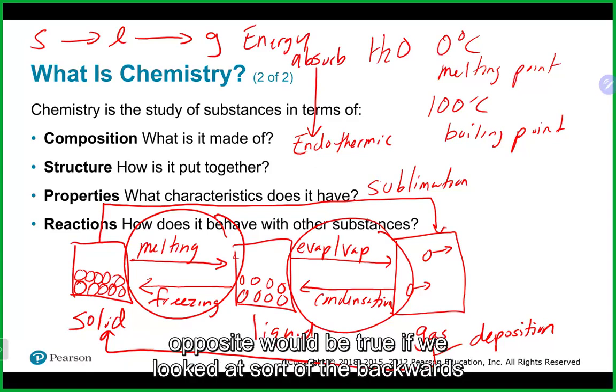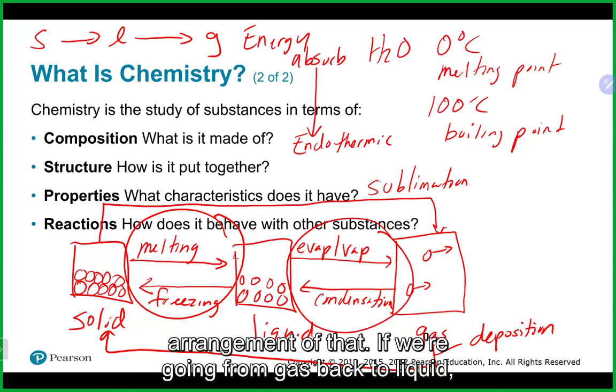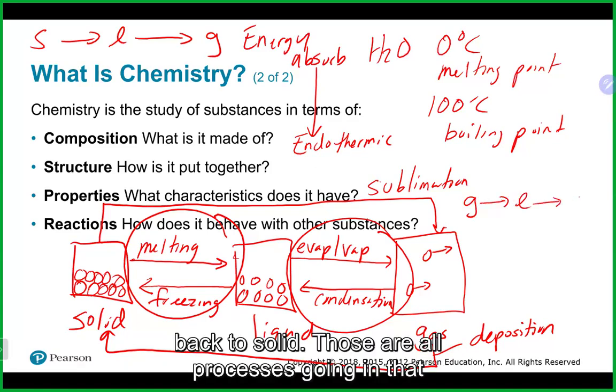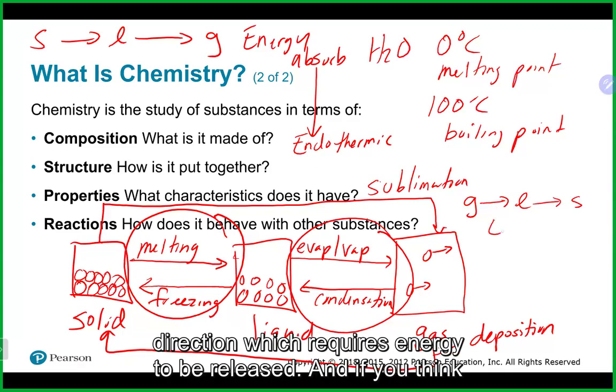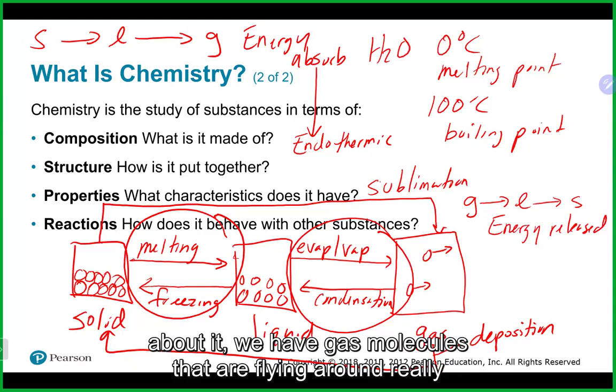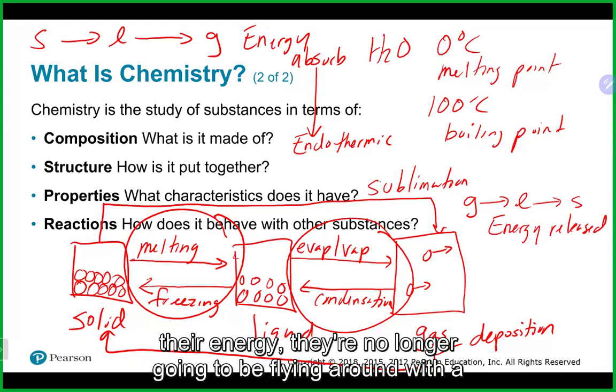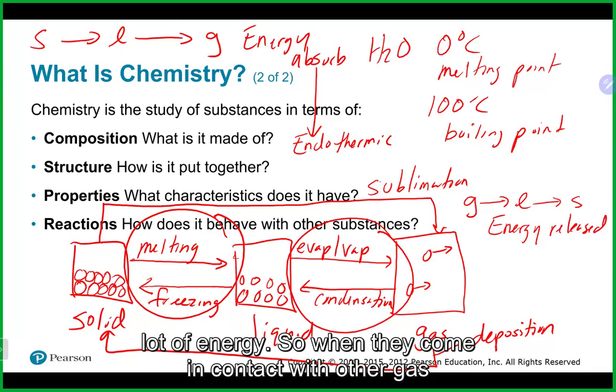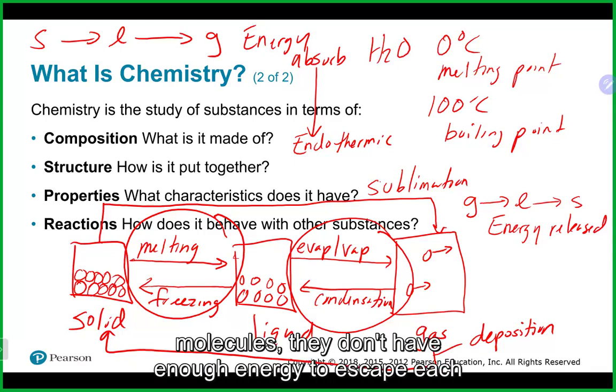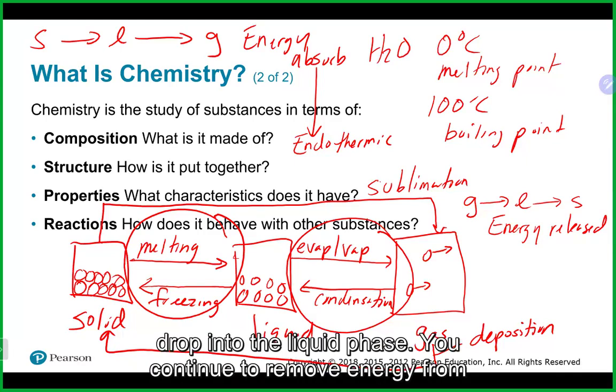The opposite would be true if we looked at the backwards arrangement of that. If we're going from gas back to liquid, back to solid, those are all processes going in that direction, which requires energy to be released. And if you think about it, we have gas molecules that are flying around really fast with a lot of energy. So as they release their energy, they're no longer going to be flying around with a lot of energy. So when they come in contact with other gas molecules, they don't have enough energy to escape each other. So they kind of stick together and then they drop into the liquid phase.